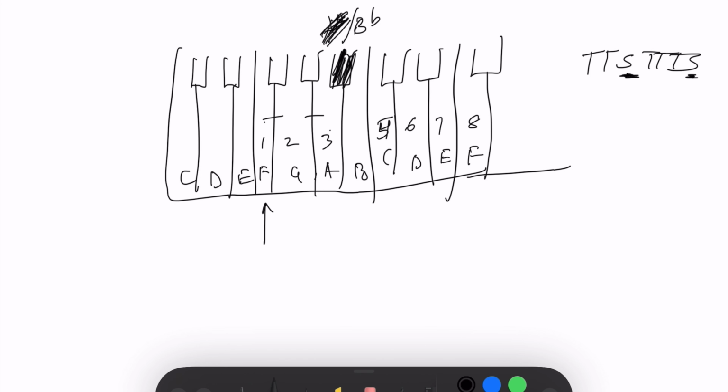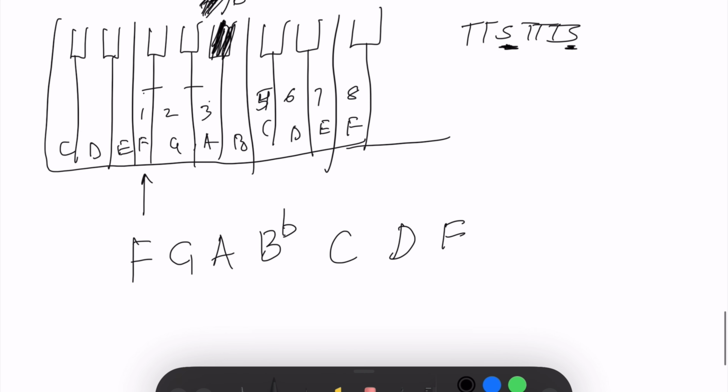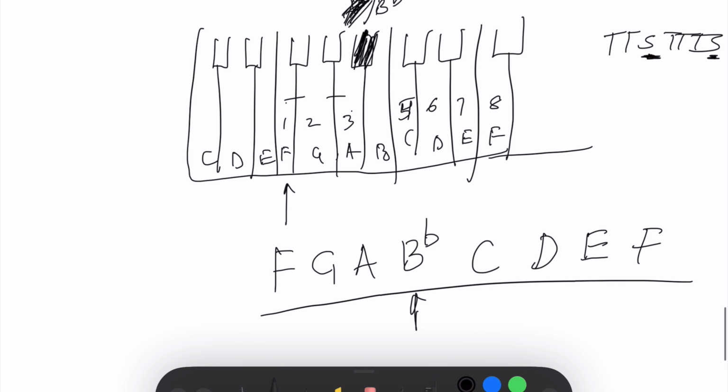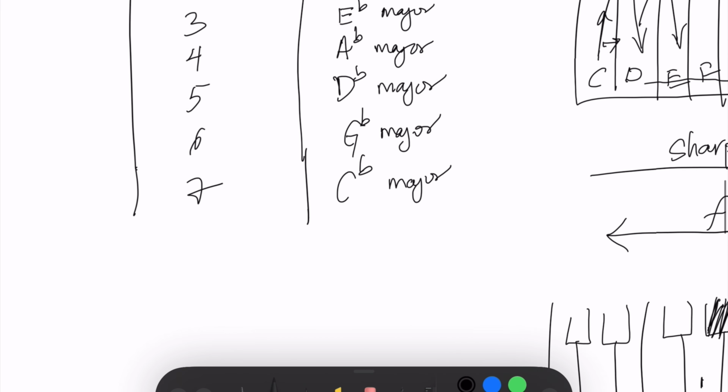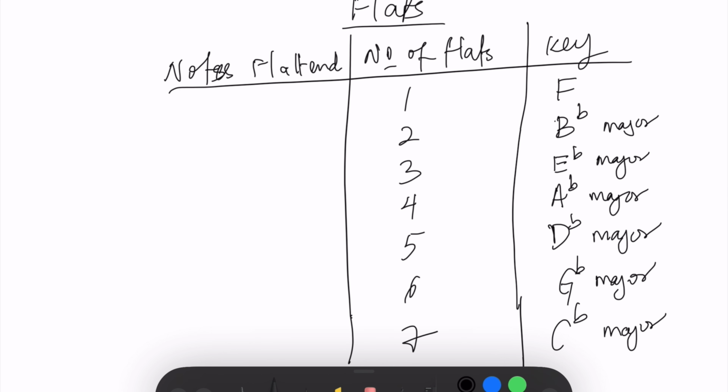Now let's write out the notes for F. You have F, G, A, B flat, C, D, E, F. So again, just by looking at this, you can see that only one note is flattened, and that note is B. Only B is flattened in the key of F. And so it comes back again to our table where you have one flat is F major. The note that is flattened is B.